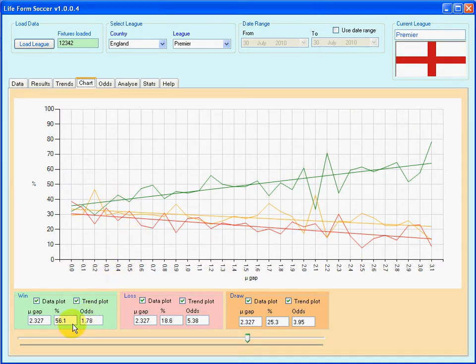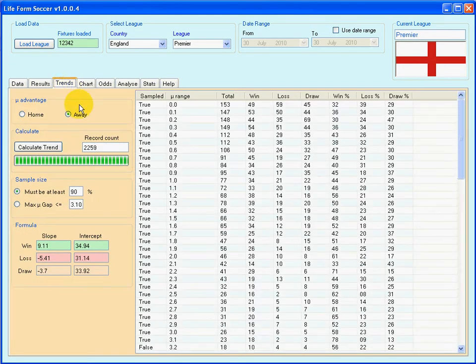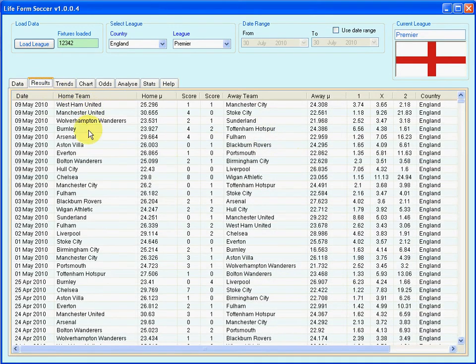So the away team, Arsenal in this case, has a 56.1% chance of winning this match, and these are the decimal odds. Arsenal has an 18.6% chance of losing, or of course this means that West Ham has an 18.6% chance of winning, and the draw is 25.3%. And that's how you can use the chart to calculate the odds from a match that you can see.